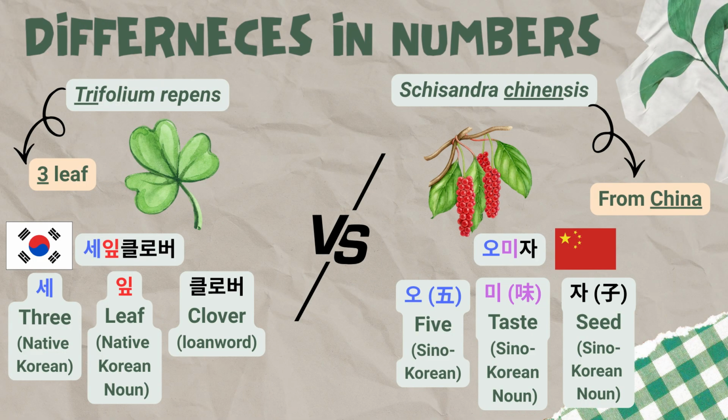There are differences in how numbers are used in Korean common names. If the noun in the name is a native Korean noun, it will be paired with a native Korean counter. This is even true if it's paired with another loanword noun, as seen with the three-leaf clover, say ip clover. On the other hand, if the noun is a Sino-Korean noun with Chinese origin, it will be paired with a Sino-Korean counter to keep the language harmony, as seen with the five-flavored berry, omija.